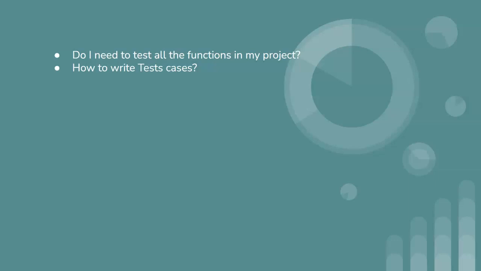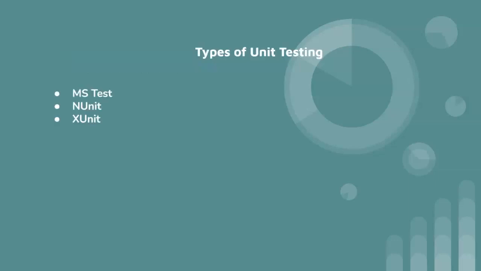And another important question is how to write test cases. This we will do in another video. There are three main types of unit testing: MS Test, NUnit and xUnit. Let's understand these in detail.